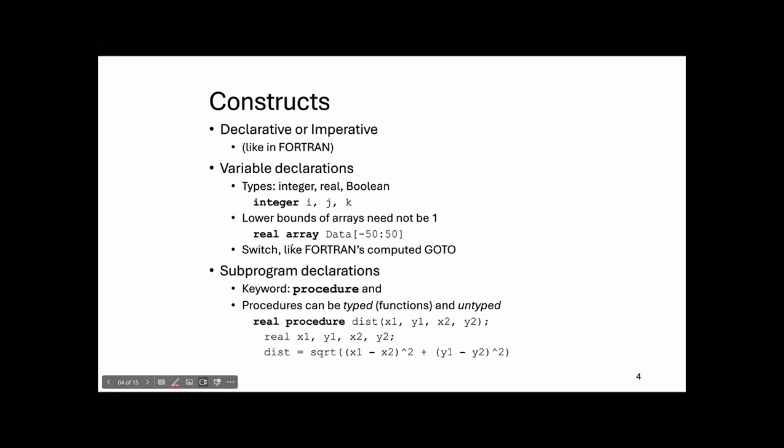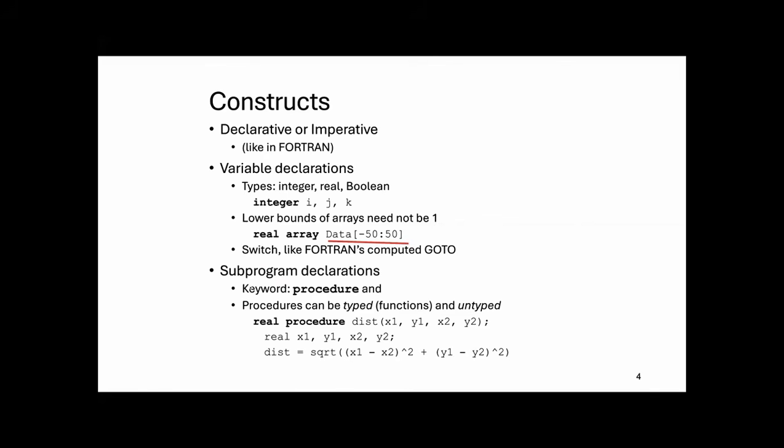The arrays in Algol were also allowed to have a lower bound that does not have to be 1. So you can have a negative bound like -50. You can say data of -25, or you can access data of -20 or data of -30. That is something that was introduced in Algol; Fortran did not have that. And also, Algol introduced a switch statement, which is similar to the Fortran computed goto.